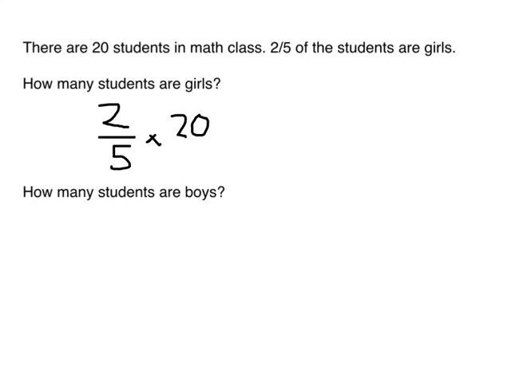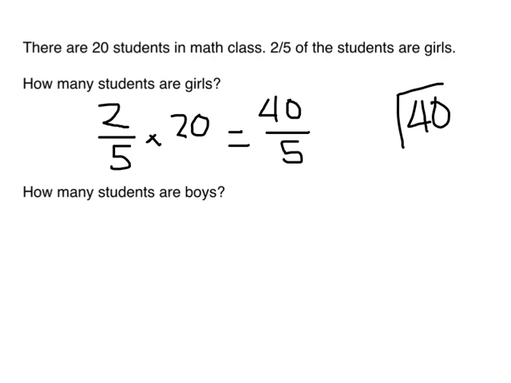When I write the result of 2/5 times 20 as an improper fraction, what number do I get? Well, 2 times 20 is 40, and my denominator stays 5. The improper fraction that results is 40 over 5. What should I do now? I need to divide 40 divided by 5 to change my answer into a whole number or mixed number. What's 40 divided by 5? 40 divided by 5 is 8. So 8 students in the class are girls.